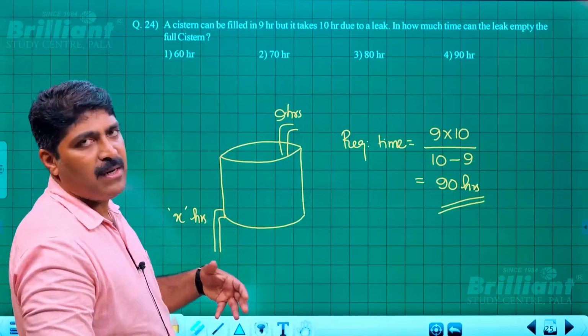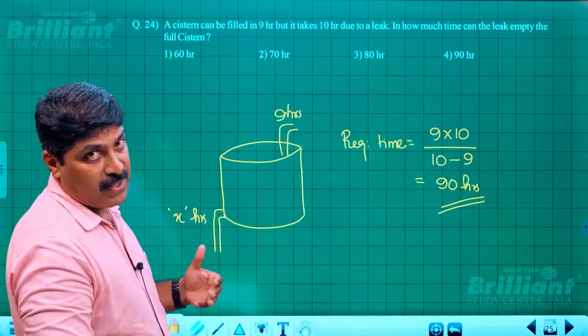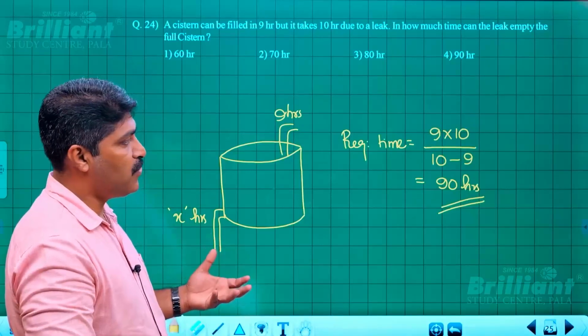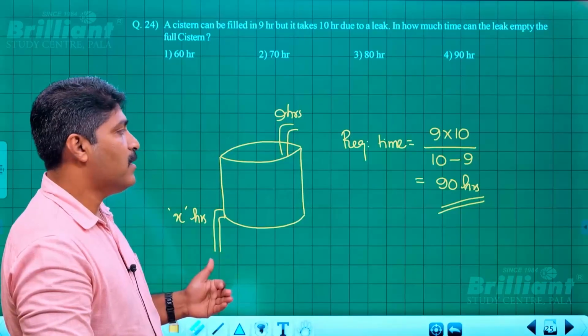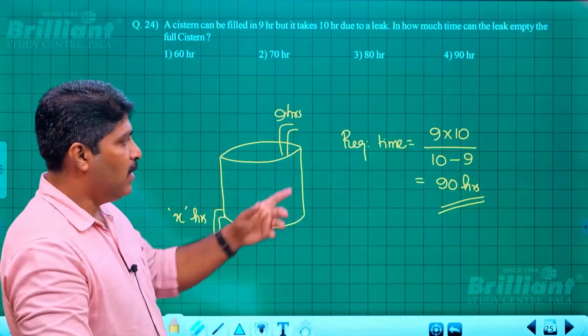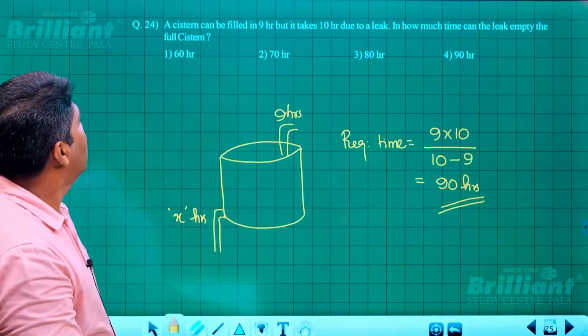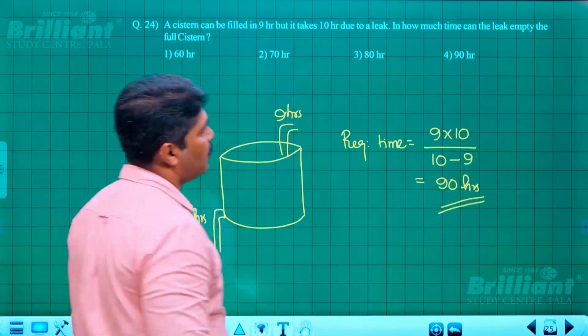That's the same concept we considered in the case of combined efficiencies. A alone requires this many days, and A and B together require this much time, then what's the time taken by B alone? There also we are applying the same kind of approach. Now we can move to the next question.